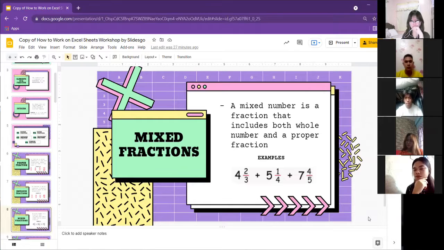Mixed fraction. A mixed number is a fraction that includes both a whole number and a proper fraction. For example, 4 and 2/3, 5 and 1/4, 7 and 4/5. Pag may whole number siya and proper fraction, mixed fraction siya. Katulad ng 4 and 2/3.